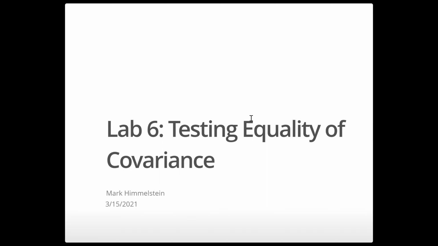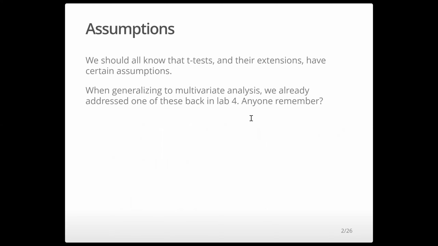The other thing we need to talk about this week is testing equality of covariance. So we all should know that t-tests and their extensions, which we will talk more about in subsequent weeks, have certain assumptions. And so when generalizing to multivariate analysis, we've already addressed one of these back in lab 4. Anyone remember what that was?